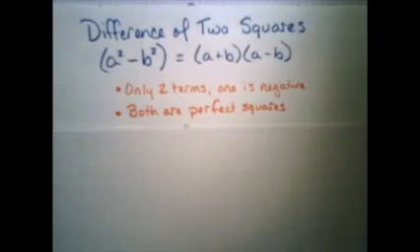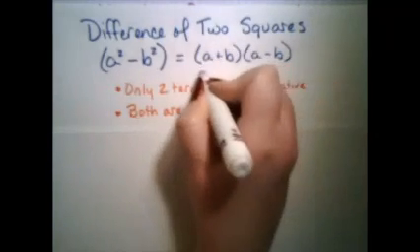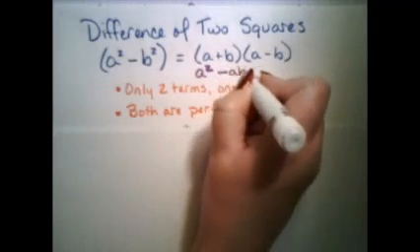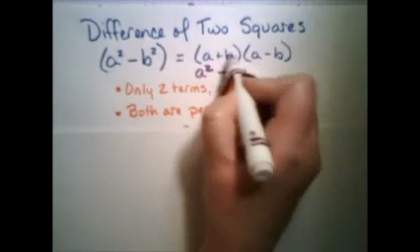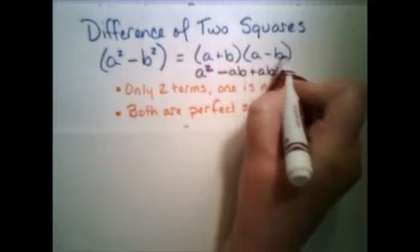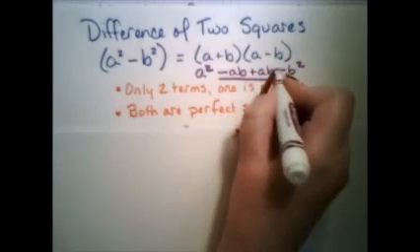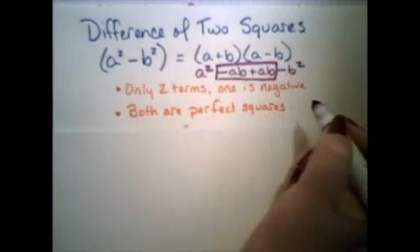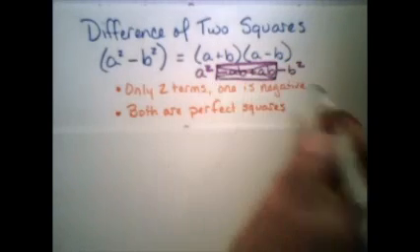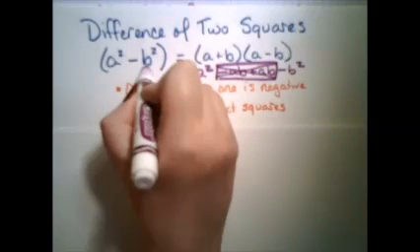And what we need to do is realize that when we do FOIL on this, a times a is a squared, and a times negative b is negative ab, and b times a is positive ab, and positive b times negative b is negative b squared. And we notice that these two cancel each other out. So when we do a plus b times a minus b, we don't have a middle number because it's 0. And we end up just with a squared minus b squared.